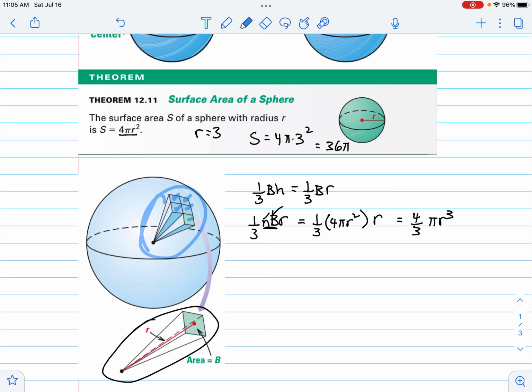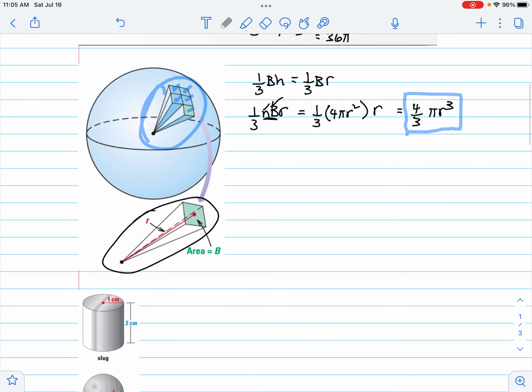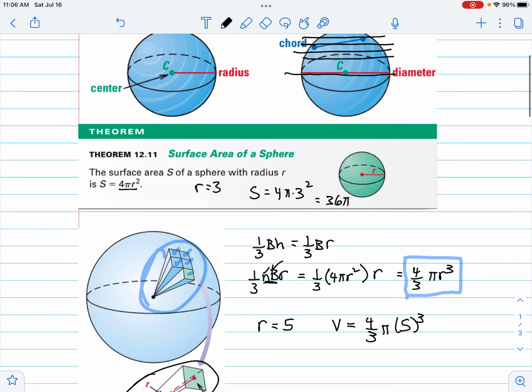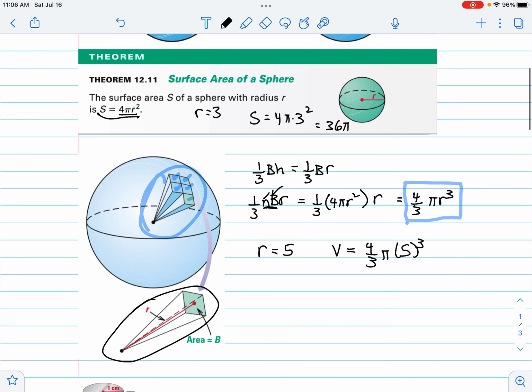And this right here is the formula for the volume of a sphere. So if we've got a sphere, and let's suppose the sphere has a radius of 5, then the volume is going to be 4/3 pi times 5 cubed. And that would be our volume right there. So we've got two things. We've got the surface area, 4 pi r squared, and we've got the volume, which is 4/3 pi r cubed.